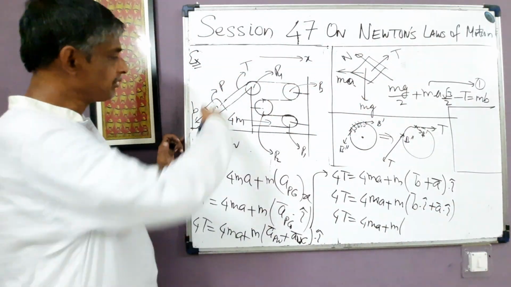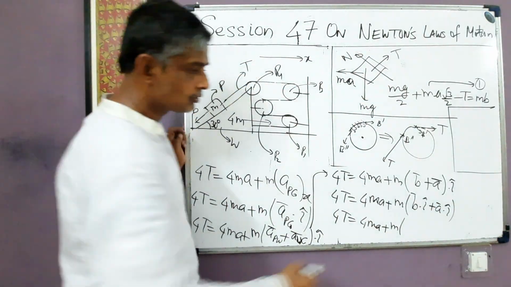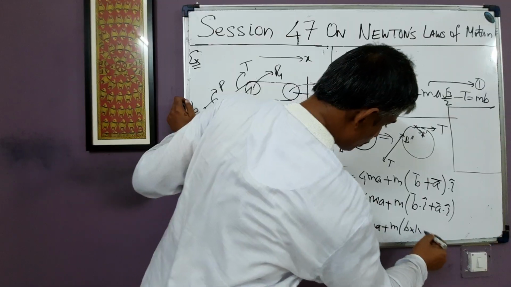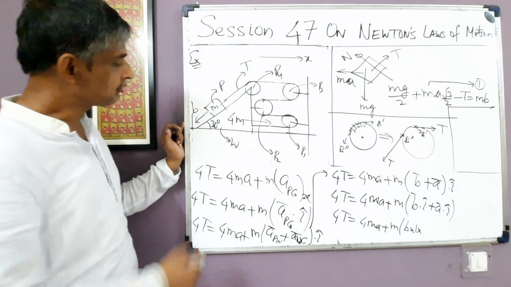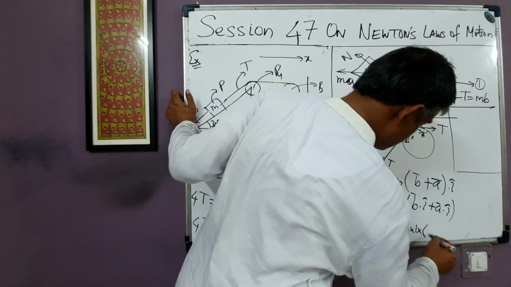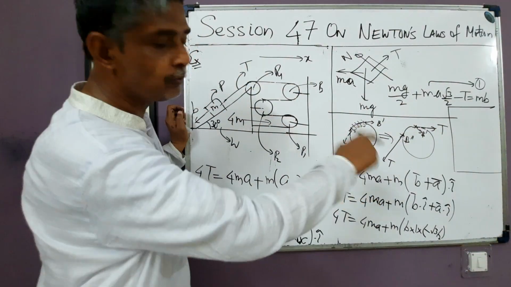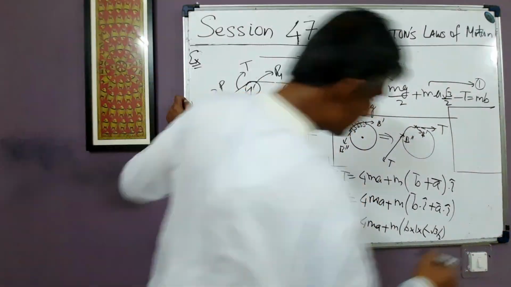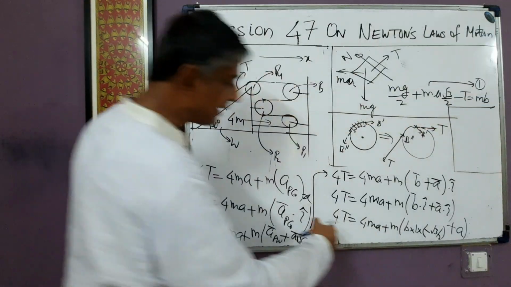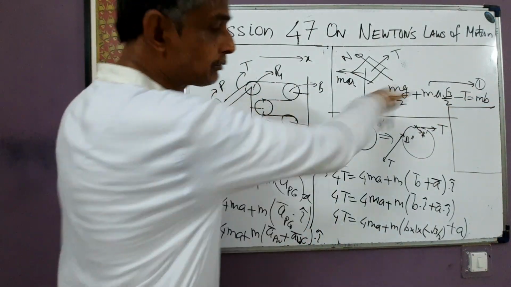Now what is b dot i hat? b is in this direction, i hat is in the rightward direction. So the dot product becomes b into 1 into cos of the angle between b and i hat, which is 150 degrees. Cos 150 degrees becomes minus root 3 by 2. Then a dot i hat becomes a into 1 into cos 0 degrees, which is simply a. So this is the combined equation of wedge plus block in the rightward direction.